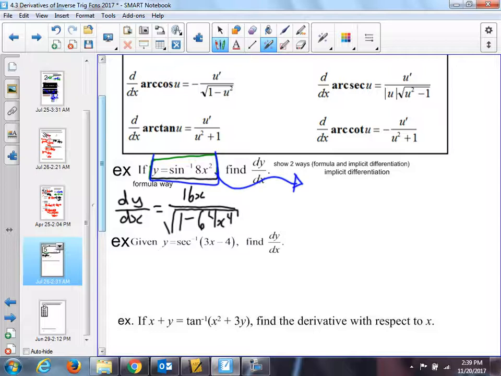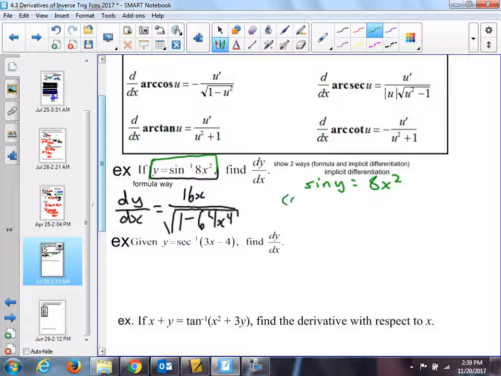The sine of y equals 8x squared, correct? Now, do the derivative of both sides. Implicit differentiation, right? What's the derivative of sine of y? Cos of y. Do the variable match? We're doing d by dx. So does the variable match? No. So what do we have to do right after that? Times? I'm going to call it dy by dx, but yeah, y prime. 16x. Okay?